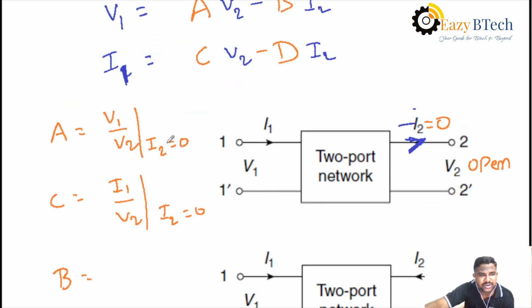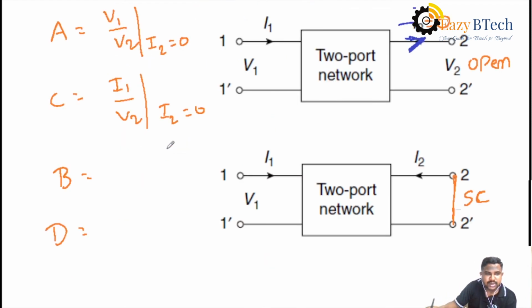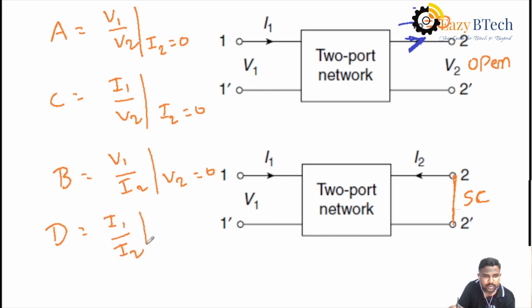From the equation, observe here, B equal to V1 by I2, that is, B equal to V1 by I2 when V2 equal to 0. Nothing but a minus will appear. And D equal to I1 by I2 when V2 equal to 0. Observe here, the parameter B is also a ratio, V1 by I2, that is, voltage to current. Then the unit of parameter B is ohms.